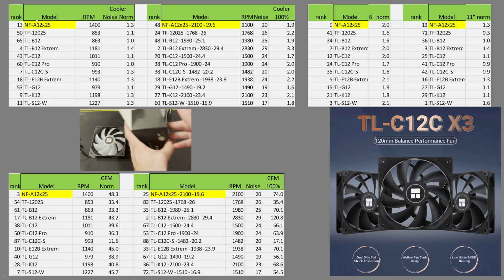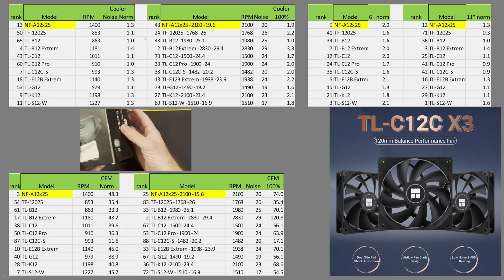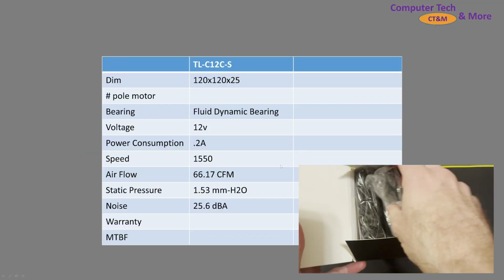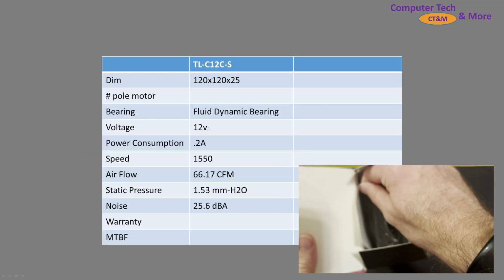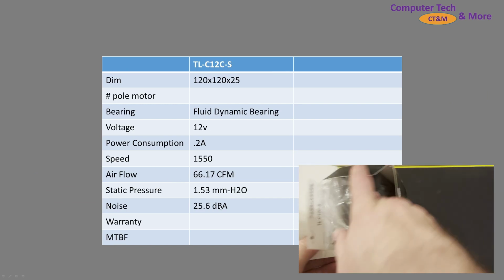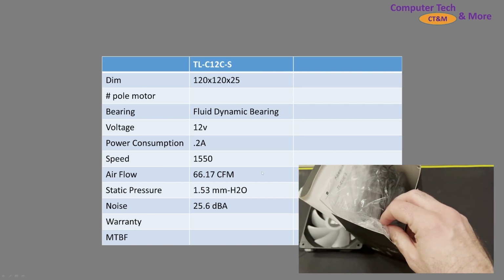So I also have the A12X25. You can pause here and take a look at the different data in terms of how the fan ranks compared to its brethren, as I'm going to say, or we're going to just move on. So here's the spec information: fluid dynamic bearing, its maximum RPM, the airflow rate, static pressure, noise level, and we're going to verify it based on my own testing methodology.